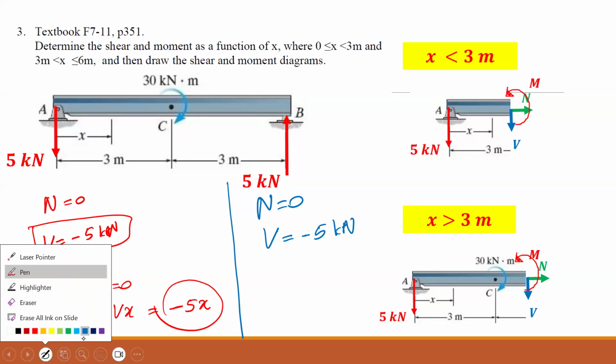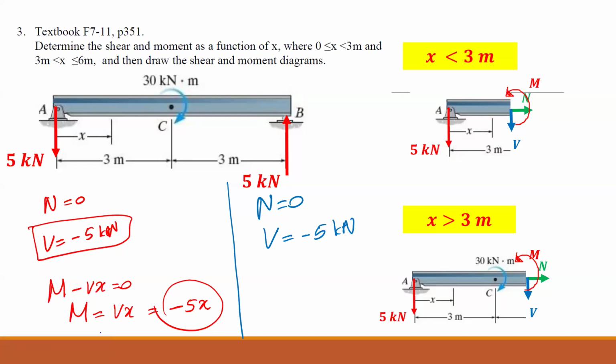Now, if you take the moment about A, you have M minus 30, am I right? Minus Vx is equal to 0. Is this your moment equation? Do you get that?